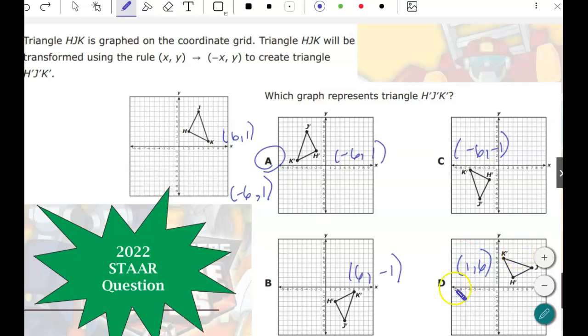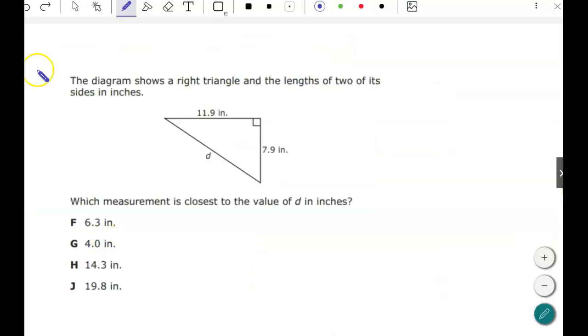All right, next one. Says the diagram shows a right triangle and the lengths of two of its sides in inches. So you definitely need your calculator. This is your right angle. This is your hypotenuse. That's what you're looking for. So you need to use the Pythagorean theorem: a squared plus b squared equals c squared.